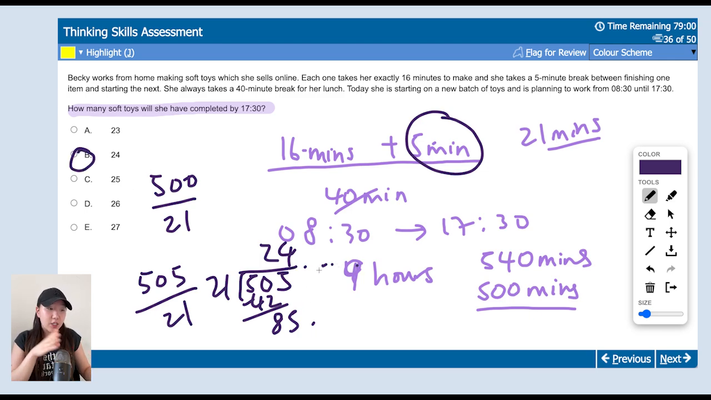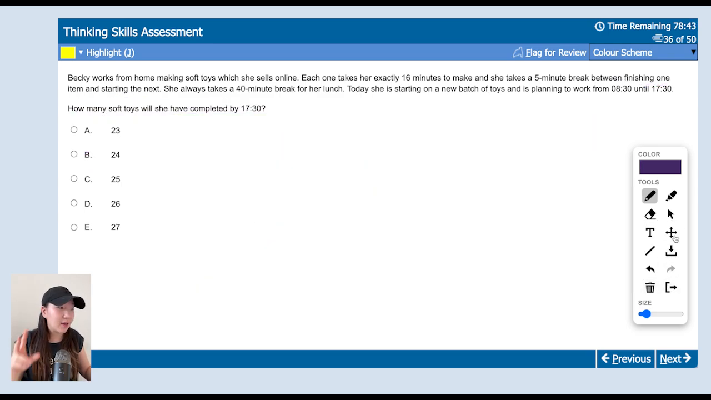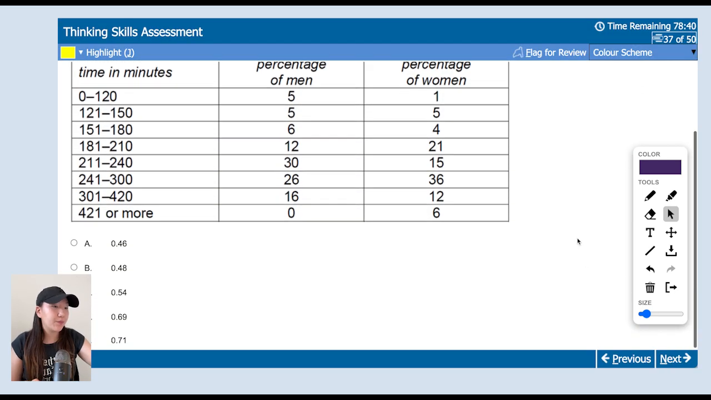But without, it's just on the borderline. So if we hadn't accounted for that 5 minutes extra that we don't need as a break at the end, then, because it says between finishing one and starting the next, in case that wasn't clear enough for you guys, then we would have chosen 23 and we would have been wrong. So please look out for that. It's a very common, little sneaky thing that they try to put in there when you're in a rush.